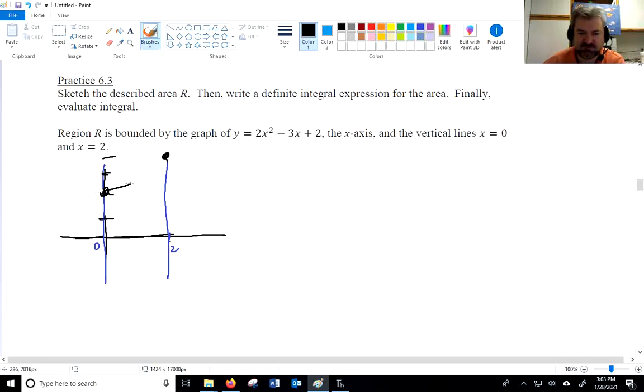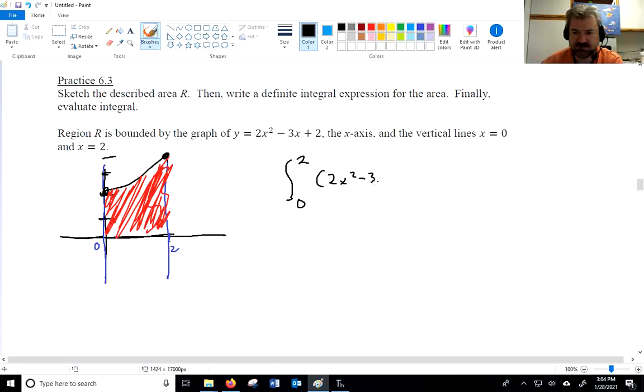So we have a curve like this. It is a quadratic equation, so it's going to be curved like that. And the area that we're interested in is this area here. And so to find that, we can use the integral. And since it's above the x-axis, the integral will give us the proper area. If it was below the x-axis and we actually wanted the area, we would just take the absolute value of it. So we'll do an integral from 0 to 2 of 2x squared minus 3x plus 2 dx.